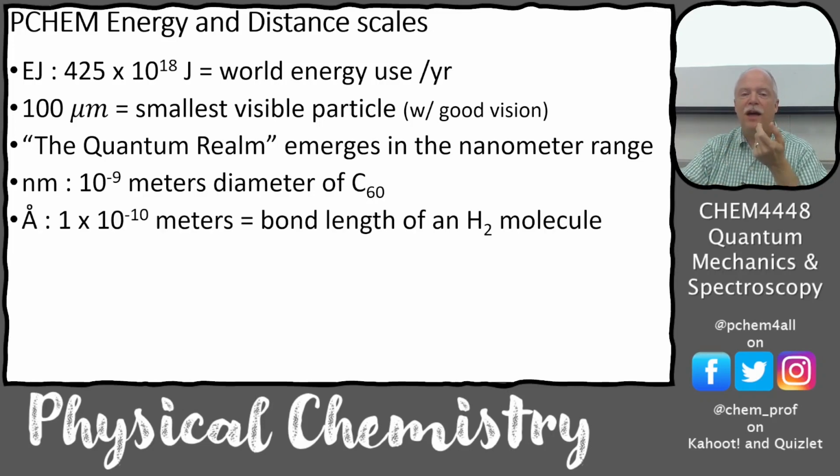And then the bond length of a hydrogen would be an angstrom. So we deal with angstroms a lot. Those are our bond length units, 10 to the minus 10 meters.